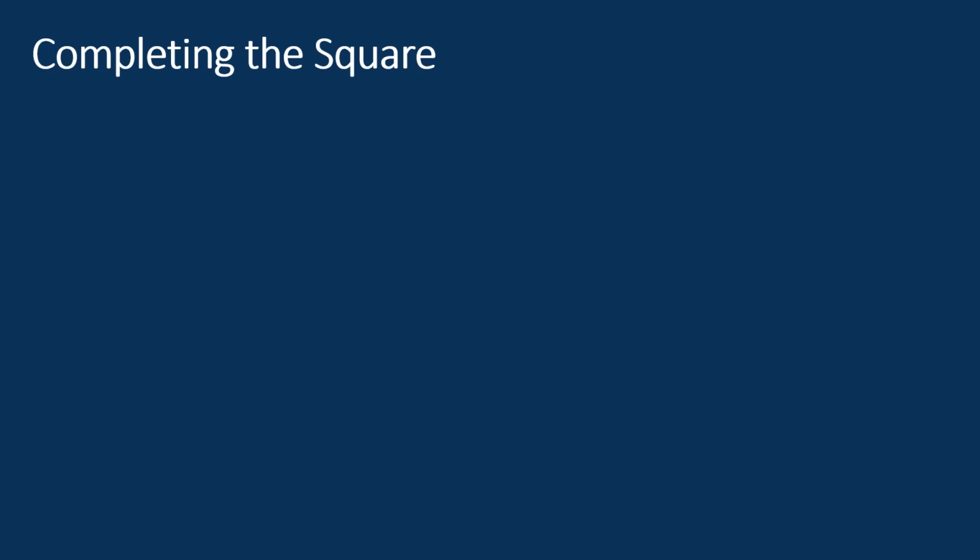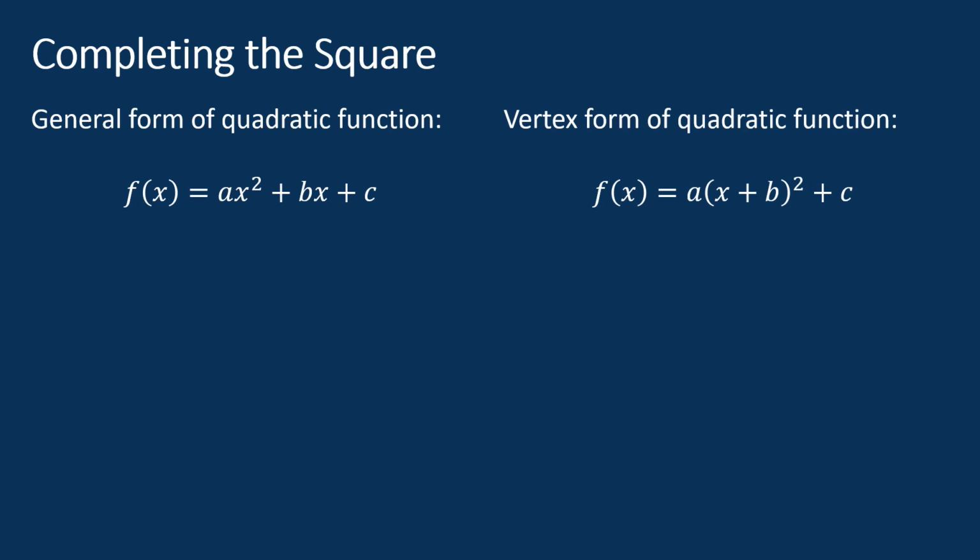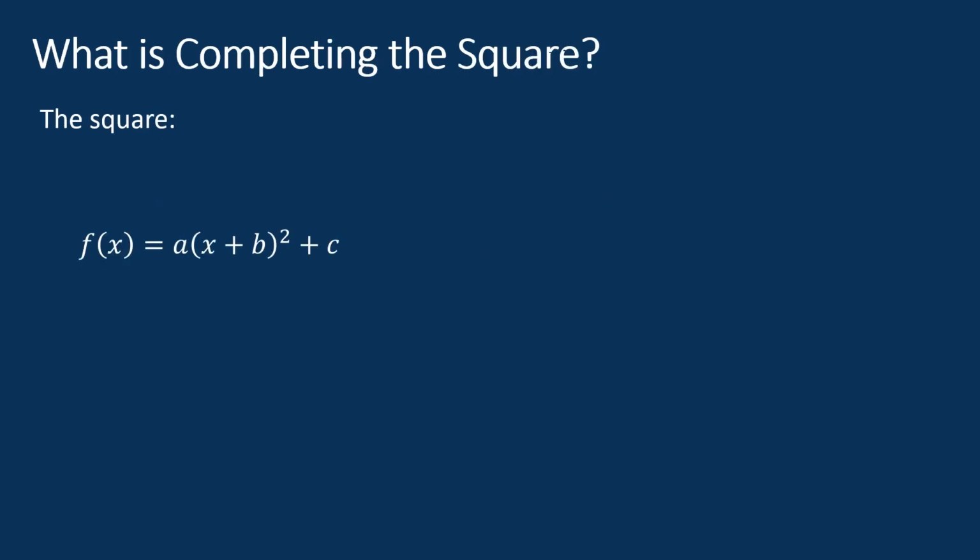Completing the square. This is the general form of a quadratic function, whereas this is the vertex form of a quadratic function. Converting a quadratic expression from the general form or other form to the vertex form is called completing the square. What is completing the square?